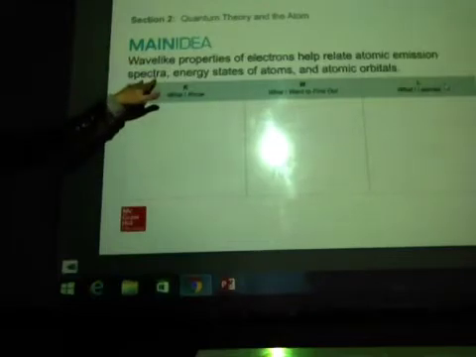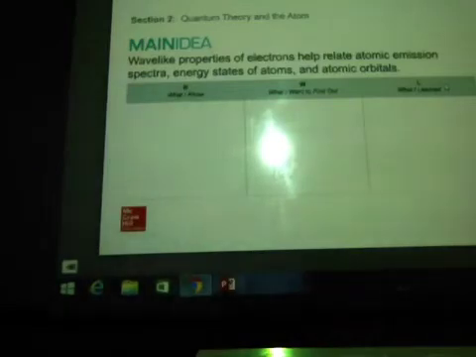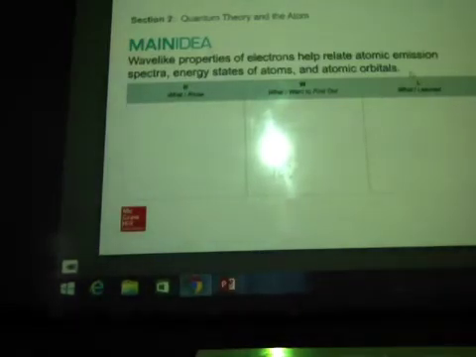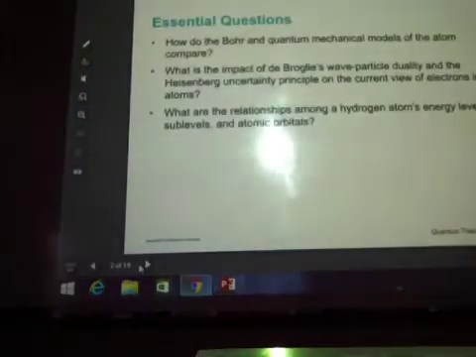How does that affect their spectrum? How does it affect their energy? And where do these electrons go? So that's kind of the big idea of what we're going to talk about today.